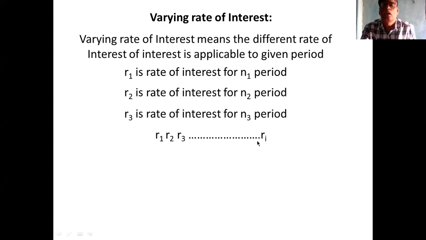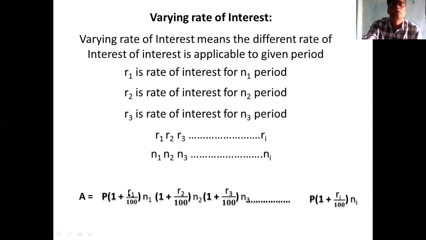R1, R2, R3, up to Ri are the different rates. And N1, N2, N3 up to Ni are the different periods. In this case, this is the equation. I will explain this one.